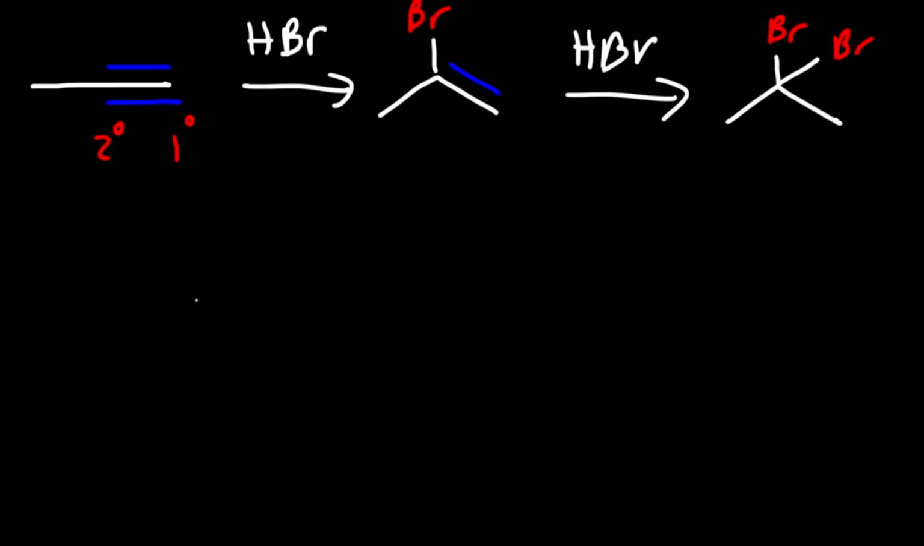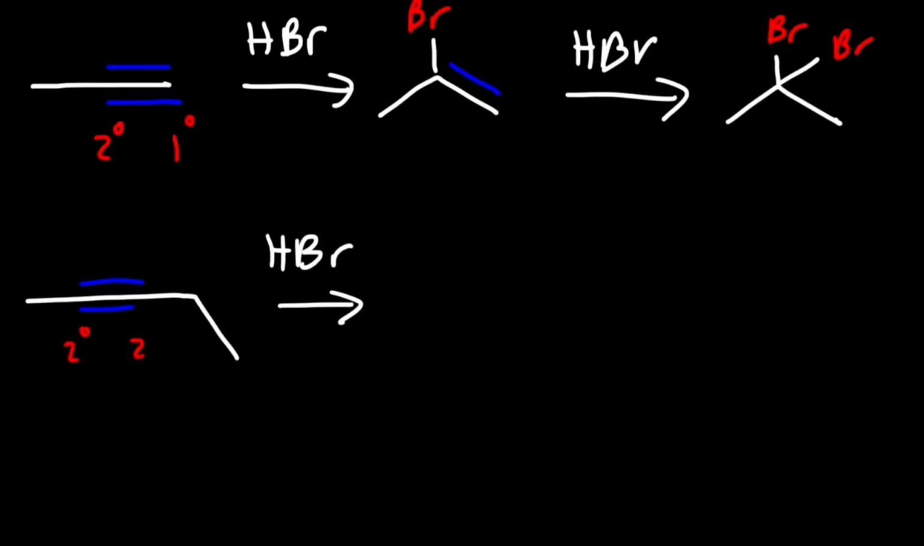Now here's another example. Let's say we have 2-pentyne. What's going to happen if we react it with HBr? In this case, both of the carbon atoms of the alkyne are secondary. So the bromine atom can go on either one of these carbon atoms.